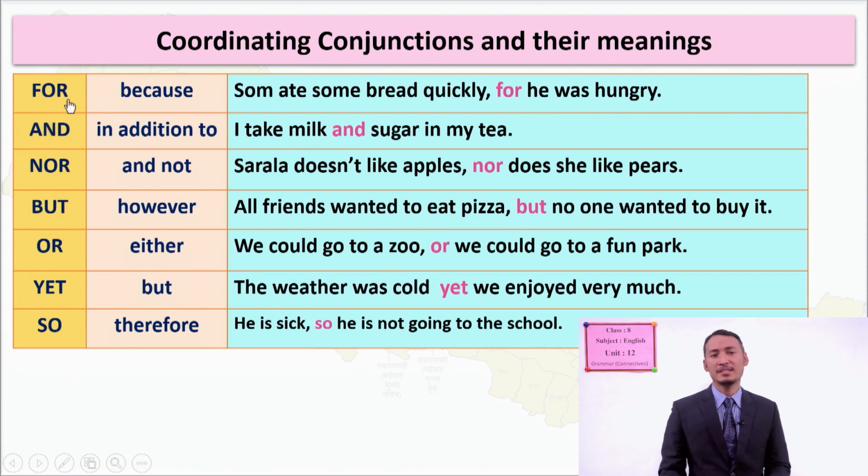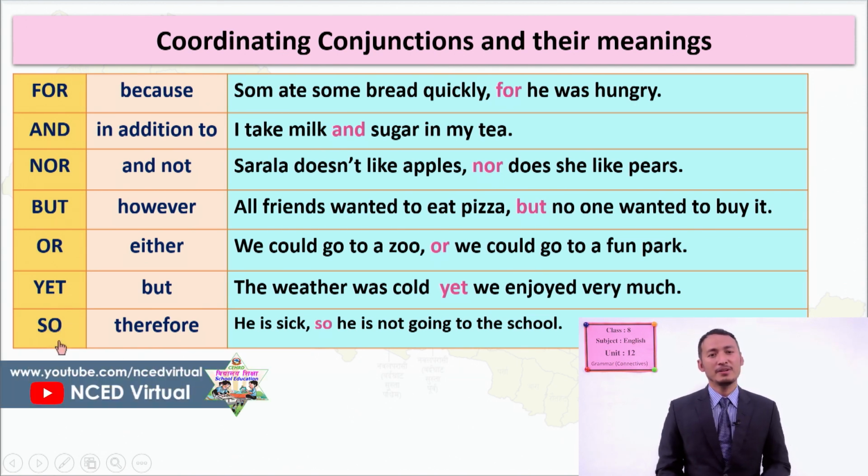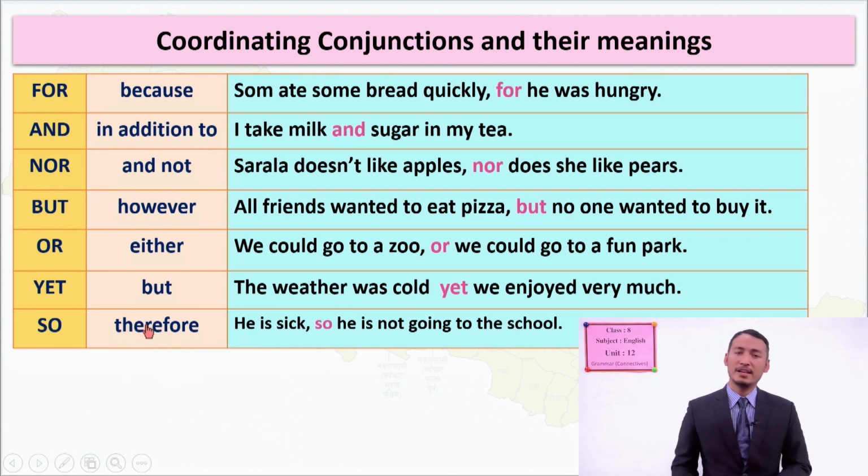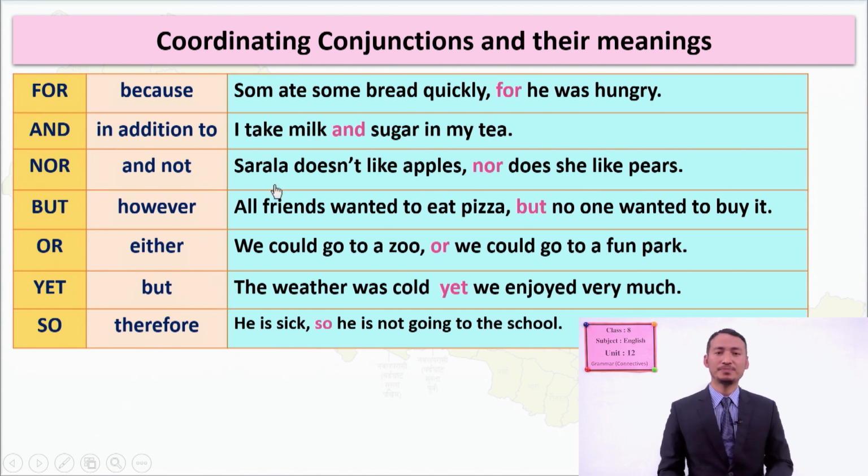Okay, in Nepali, for means kinabhane, and means ra ani pani, nor means na usle na uhale, but means tara yadapi tai pani, or means athava, yet means tai pani, ra pani, tara, so means therefore, or tesaile, tesai karanle, and so on in Nepali to understand it clearly.